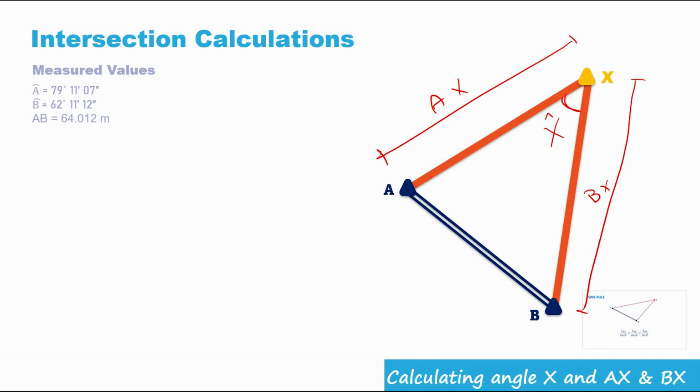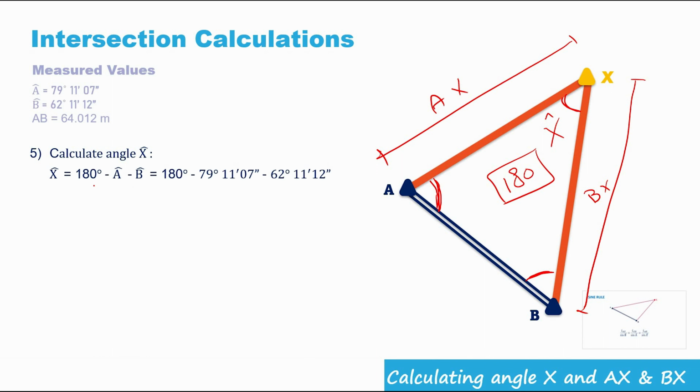First, to calculate angle X. Very simply, guys, we know the value of angle A and the value of angle B. These are measured using the total station. You know that the summation of the triangle angles should be 180 degrees. So to calculate angle X, it is 180 degrees minus angle A minus angle B. These are known values, and in this case the answer would be 38 degrees, 37 minutes, and 41 seconds. So this is angle X. Now we know all the angles of this triangle.